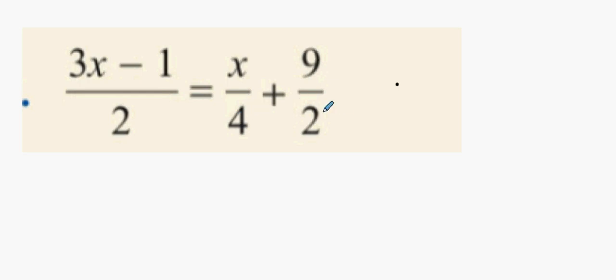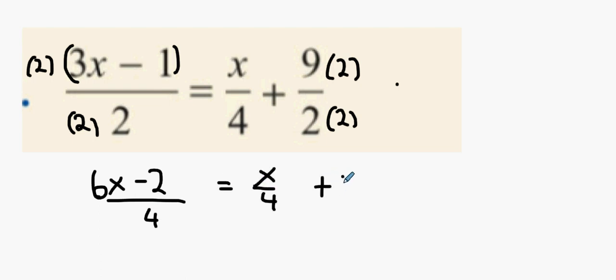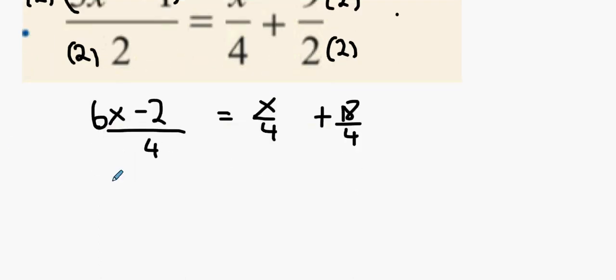Make sure they all have a common denominator. So just put a 2 there, a 2 here, and then on the other side put a 2 here and a 2 there, and then just multiply it out. So you're going to get 6x minus 2 over 4 equals x over 4 plus 18 over 4. And 6x take away 2 equals x plus 18. Bring it all over one side.